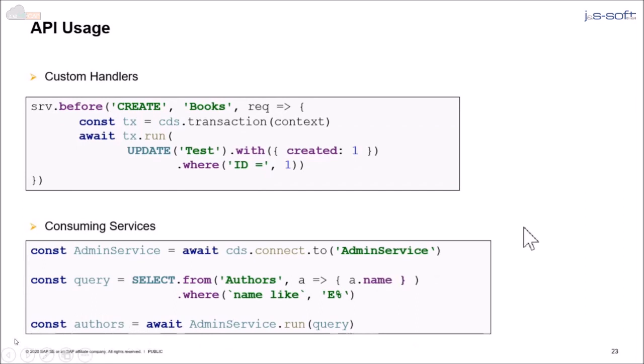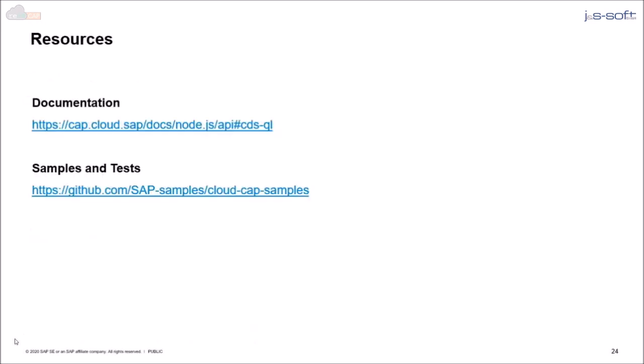These are two possibilities how you can use this query API in your Node.js application, either as a custom handler or for consuming services in your applications. And here is further documentation if you want to know more details about the query API, about the query language. Just take a look into the documentation or into Cloud App Samples, which are also presented here as a link.